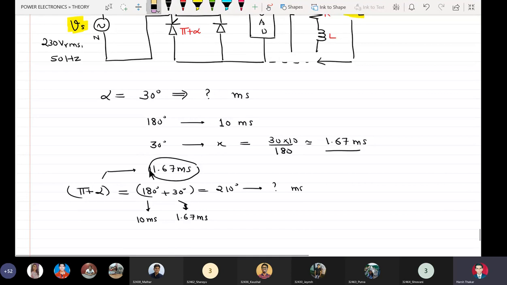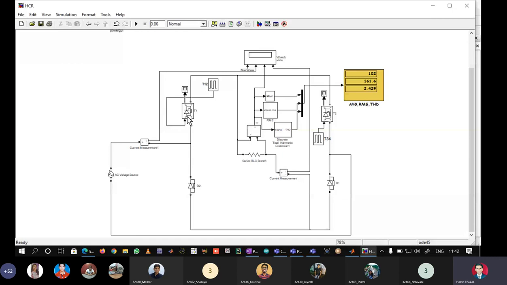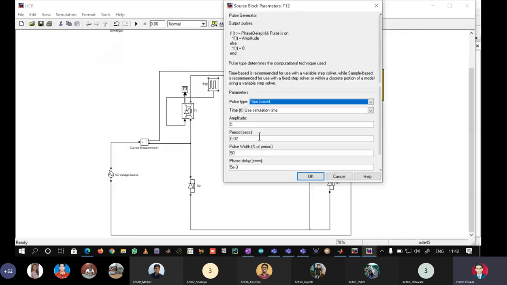So I have to actually put it in the tool that my first SCR must fire at 1.67 milliseconds and my second SCR must fire at 11.67 milliseconds. Okay. So what I will do is I will double click this pulse generator T12, and I will just say that the phase delay is now 1.67 E minus 3, that is 1.67 milliseconds, and I will add 10 milliseconds to this in order to make it as 11.67.